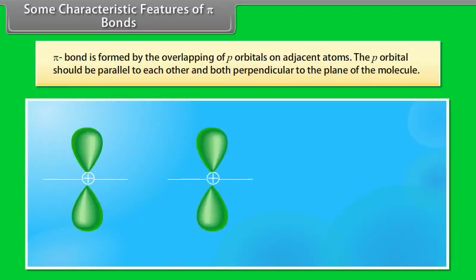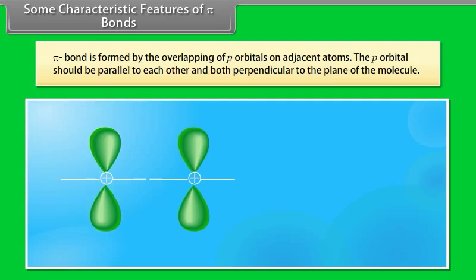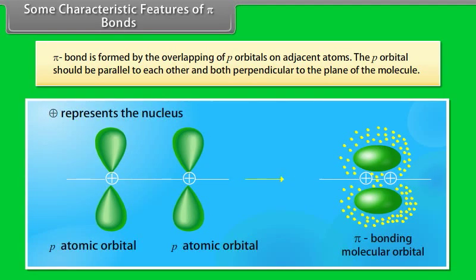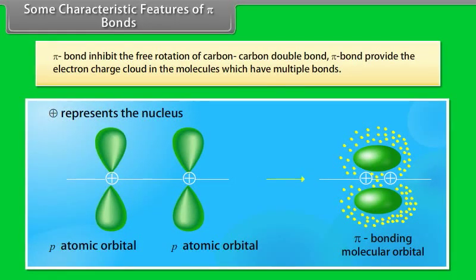Some characteristic features of pi bonds. Pi bond is formed by the overlapping of p orbitals on adjacent atoms. The p orbitals should be parallel to each other and both perpendicular to the plane of the molecule. Pi bond inhibits the free rotation of carbon-carbon double bond. Pi bond provides the electron charge cloud in the molecules which have multiple bonds.